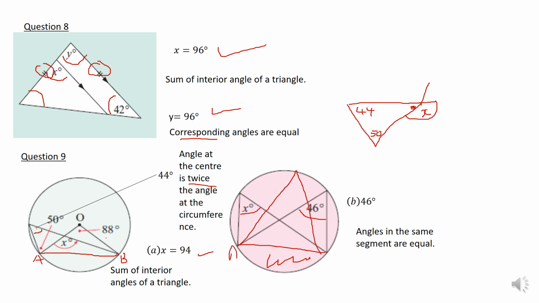So just mind my drawings. So this was chord AB, and this angle will also be 46. Again, same if I had to go the other way around, it will also be 46. Angles in the same segments are equal. Also have a look at that particular question.